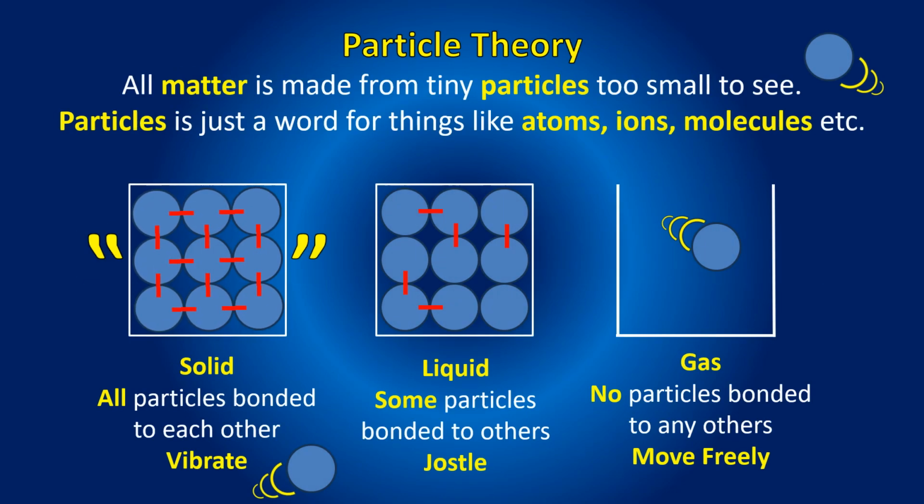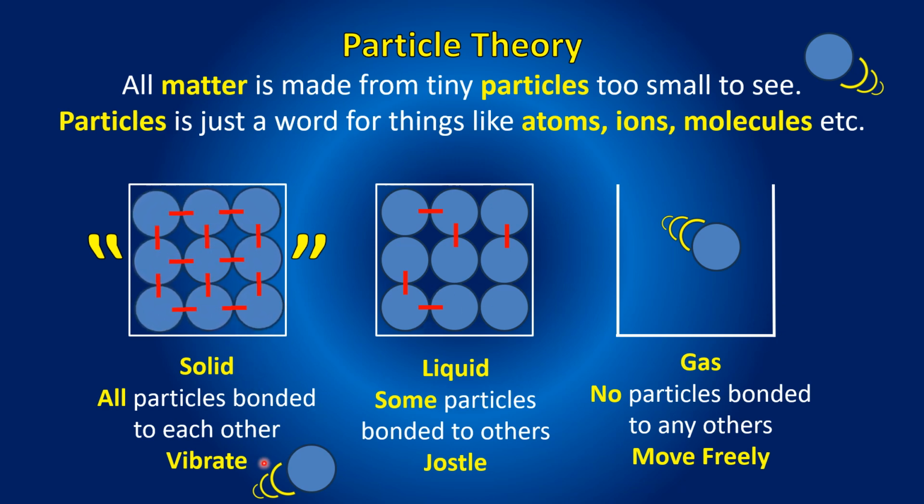Okay, so we need to have a look at particle theory. So a quick recap of particle theory from Key Stage 3. So we've got a solid, liquid and a gas. The particles in a solid are all bonded together, so they can't move as individual particles, so they just vibrate in a fixed place. They vibrate because they've got energy.